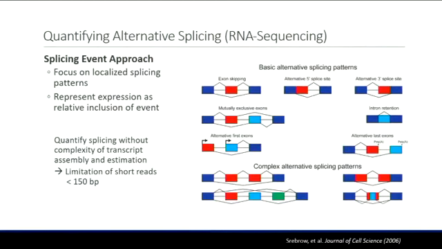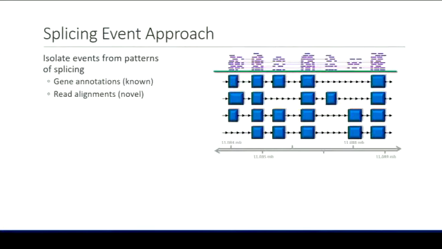And this allows us to quantify alternative splicing without the complexity issues of full-length transcript assembly and estimation, which is a limitation of short-read RNA sequencing. So how do we do this?